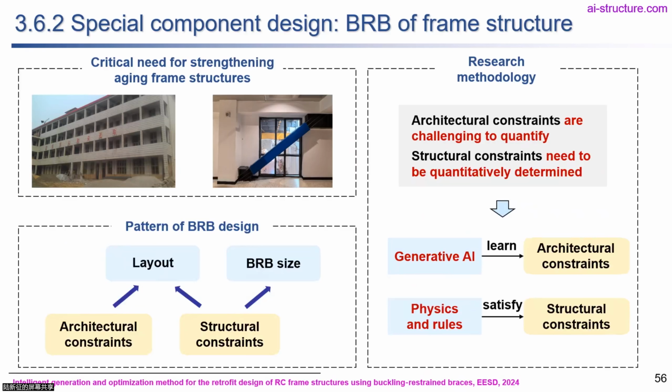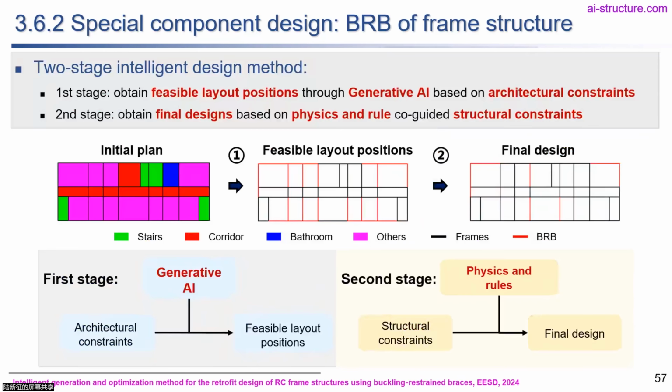Firstly, we need to satisfy the architectural requirement, and also we need to satisfy the engineer or structural requirement. And the architecture requirement is very complicated because it relates to the function of the structure. So we separate this arrangement into two steps. For the first step, we need to satisfy the architecture requirement. So we use AI to do the job.